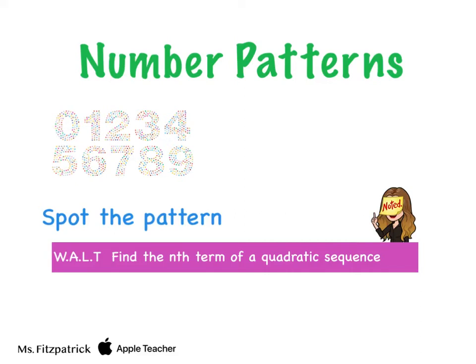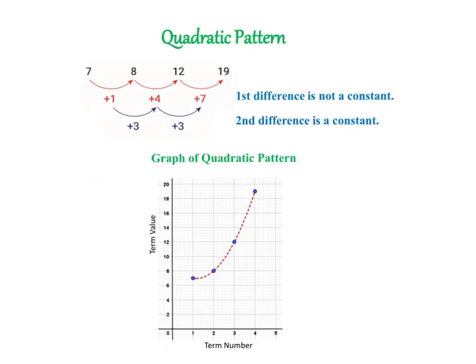In this video we're going to look at finding the nth term, but in this case it's of a quadratic sequence. So if we take a look at this here, the reason this is considered a quadratic sequence is because the first difference is different. There's no constant among them. But if we look at the difference between the first difference, we find that it's 3. So that means the second difference is a constant, and that's what categorizes it as a quadratic pattern. And a quadratic will kind of curve when you plot it on a graph.